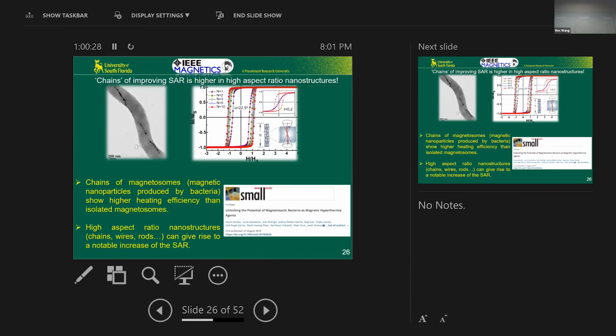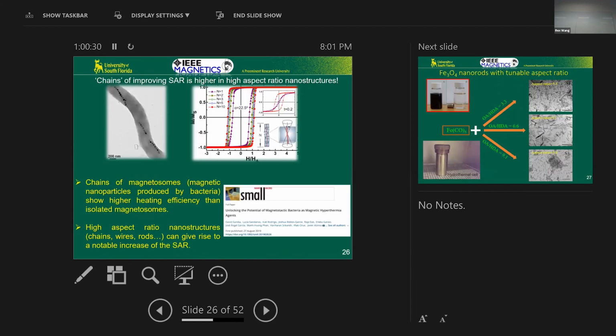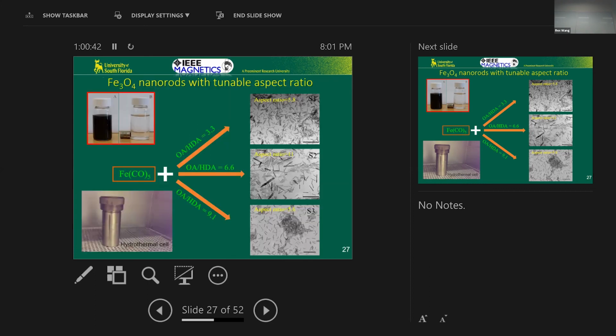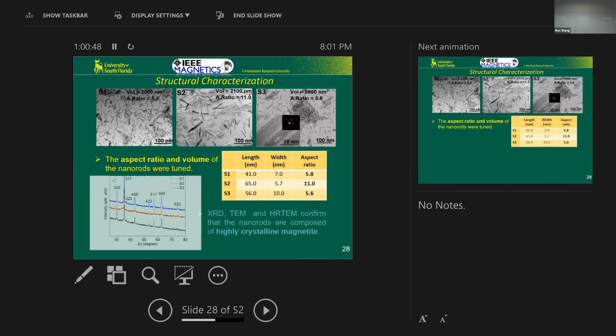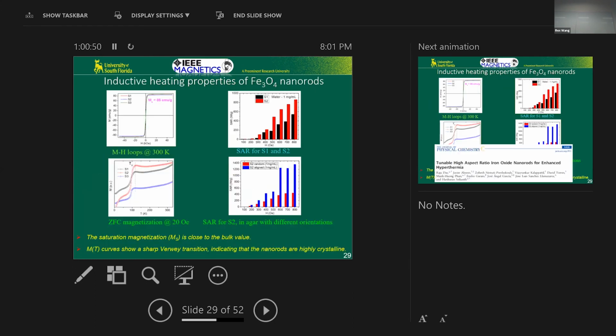We also looked at, this is a recent paper in Small, the bacteria themselves. Remember, they produce these high aspect ratio chain nanoparticles, and sure enough, the SAR was higher compared to the spherical particles. We also made nanorods using a different technique. This is a hydrothermal cell. And again, the best SAR we got in our lab is for these nanorods.